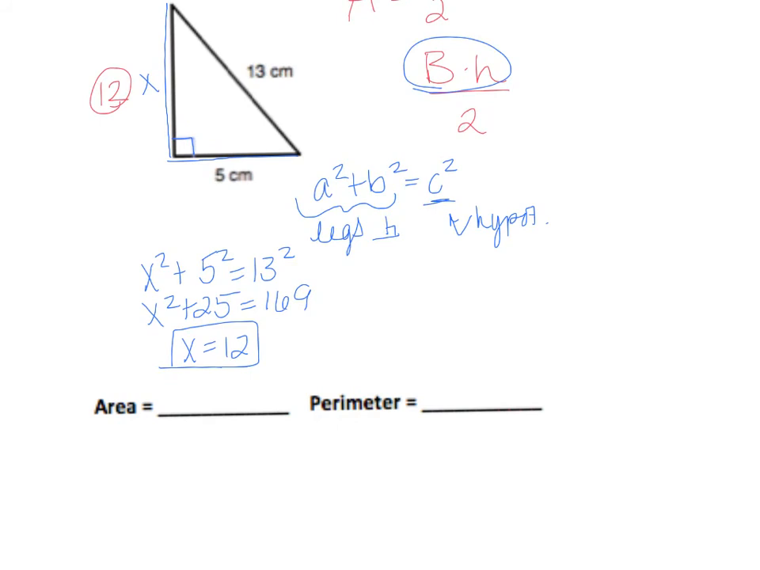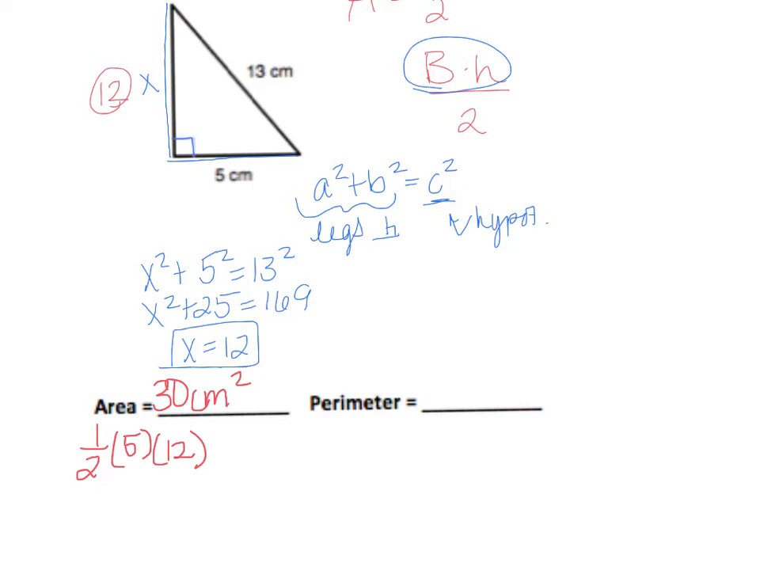So remember, the area we said was 1/2 the base times the height, so I'll take 1/2. The base is 5 and the height is 12. So this is going to equal 30, and area is always units squared. So this is going to be 30 centimeters squared.